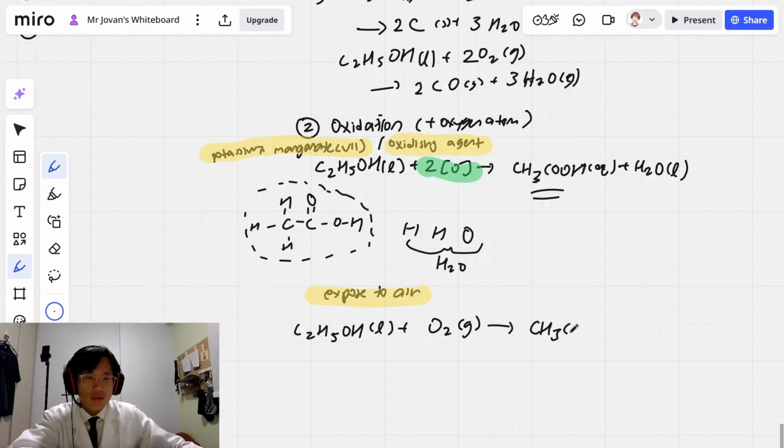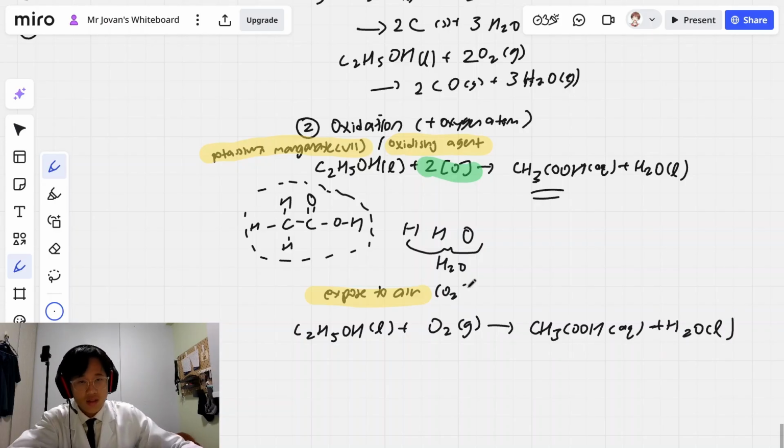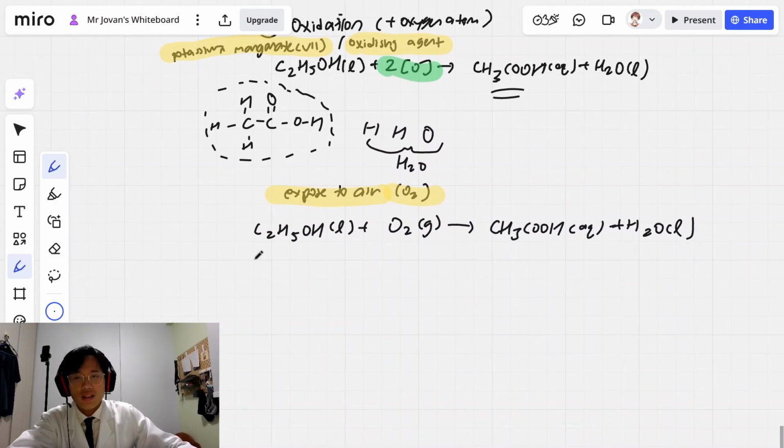And what do we get? Same thing, I get the same thing. Instead of writing the oxidizing agent like that, now it's the air around, and just nice, there are two oxygens here also. So my products are literally the same. So add O2 gas. Very good. So now we can see that's how we get carboxylic acid. Oxidation. Now, finally, our favorite one, esterification.